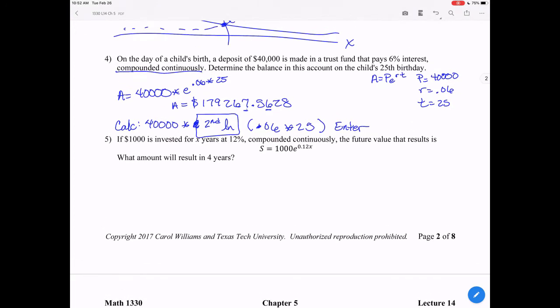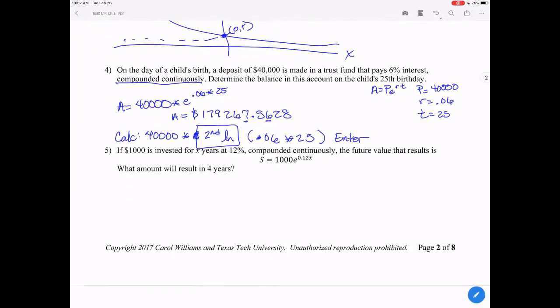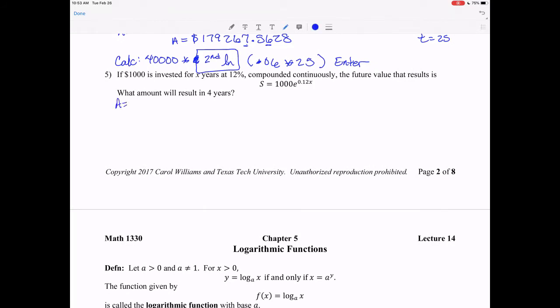Okay, let's go to the next one. All right. So S is invested at 12% compounded continuously. So again, we're using PERT. A equals P e to the RT. So P equals, we're going to invest $1,000. R equals 0.12. And see, this time it gives us our formula. And T or x equals 4. So all we do is S of 4 equals 1,000 e to the 0.12 times 4.